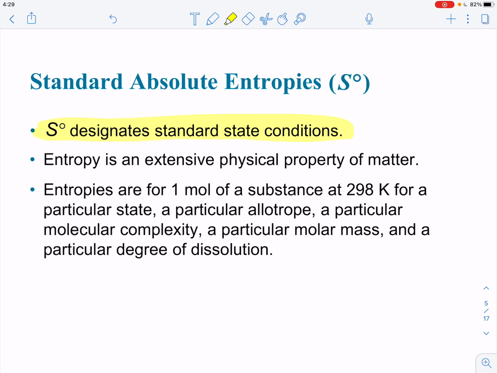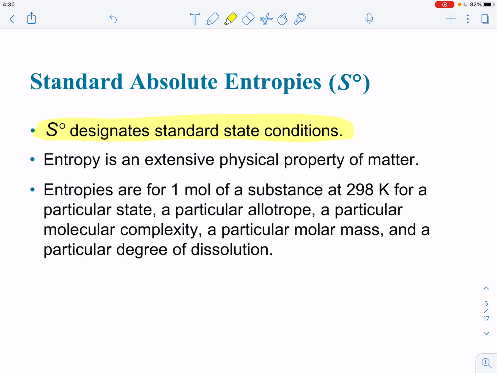It's an extensive property, meaning that the more you have, the higher the entropy associated with that material. That's why you have to multiply by the number of moles that you have in the reaction. The entropy that you use will be specific for that particular substance at that particular set of conditions, whatever the conditions are, whatever the substance is, whatever the form of that substance is. If you change that state a little bit, the value changes.